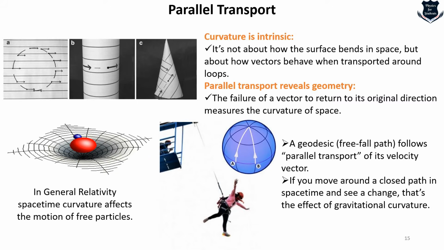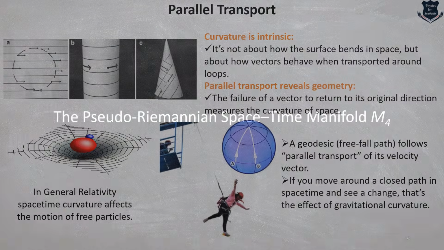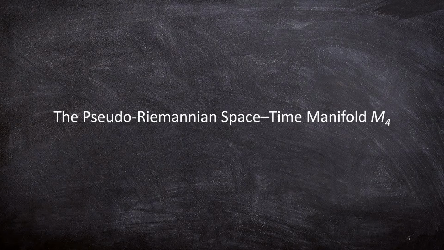So that actually covers the first part of the video and the book, and parallel transport is extremely important. The next part of the book talks about what is called a pseudo-Riemannian space-time manifold M4. Now I will go into the book later, but first let me explain what is meant by a pseudo-Riemannian manifold.